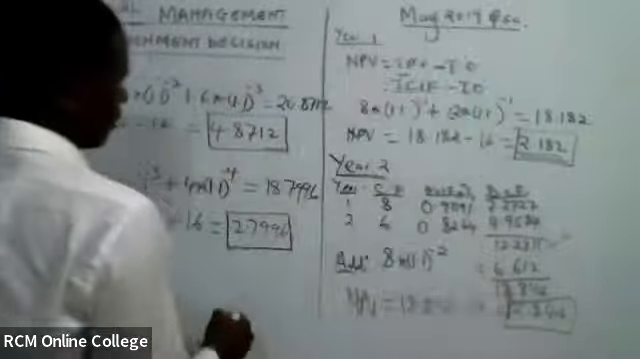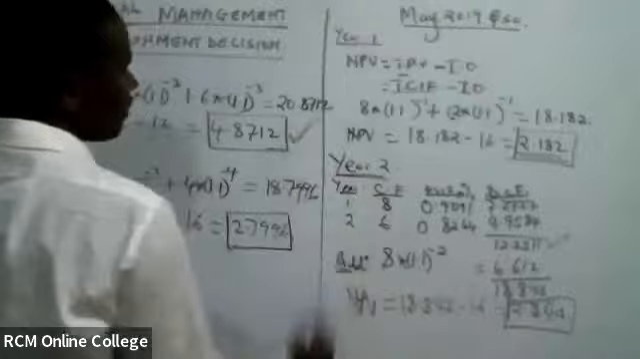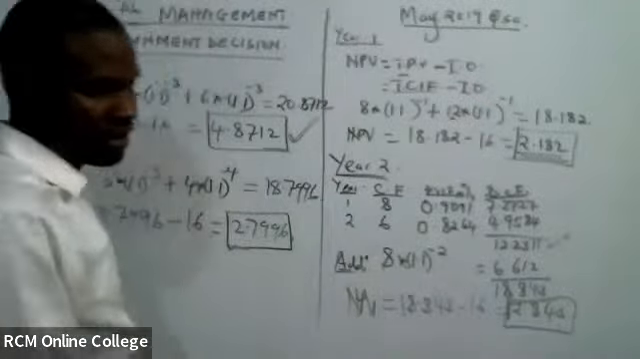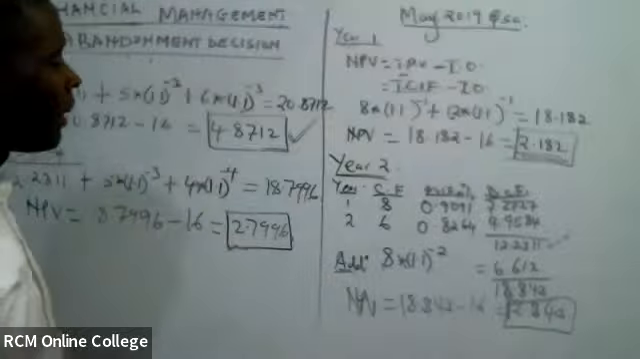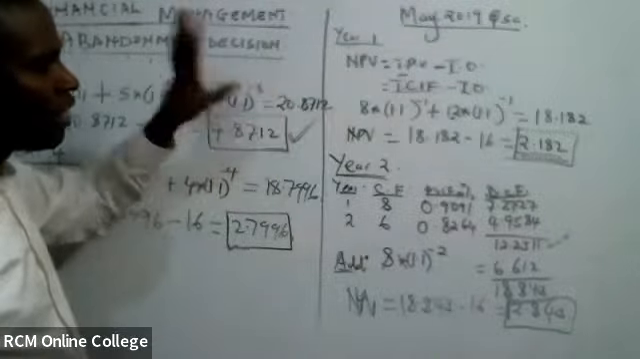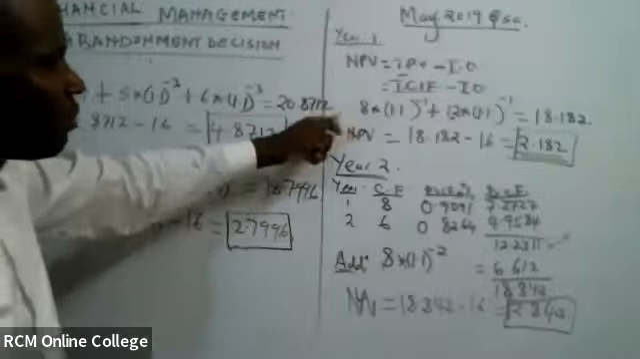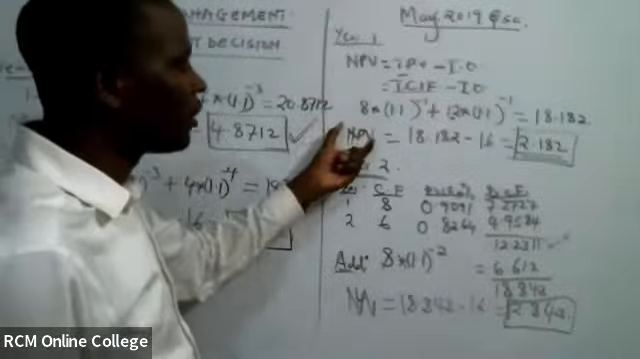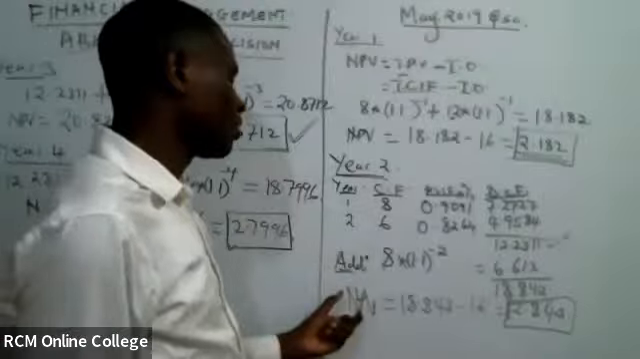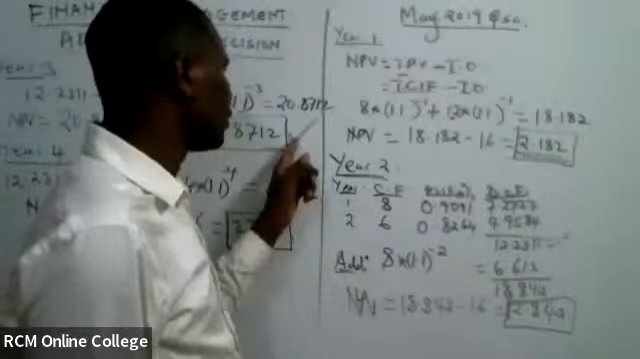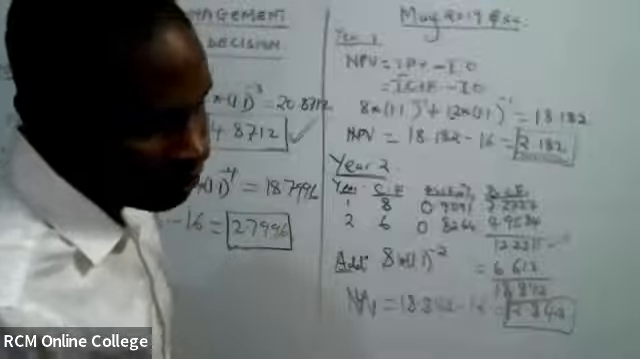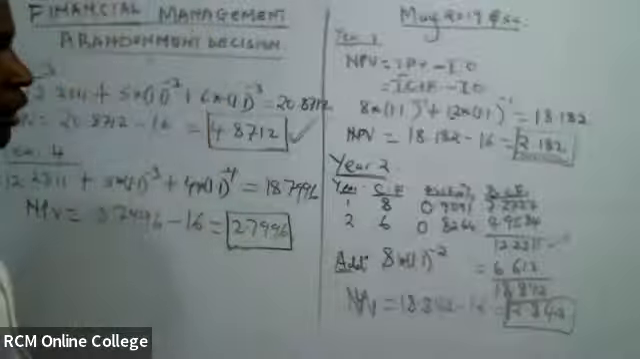So at this year, I can see that the NPV is the highest, and as we said, we should abandon when the NPV is high. So it is not advisable to abandon at this point. It is advisable to abandon at year 3.